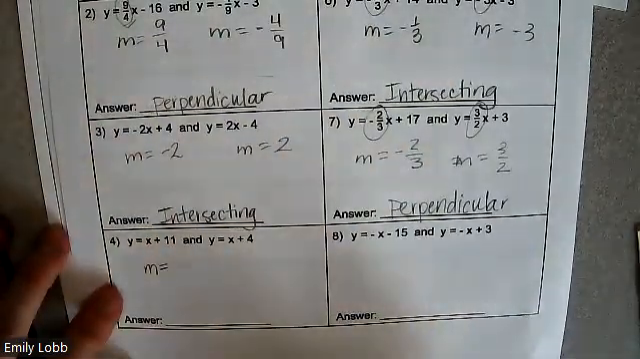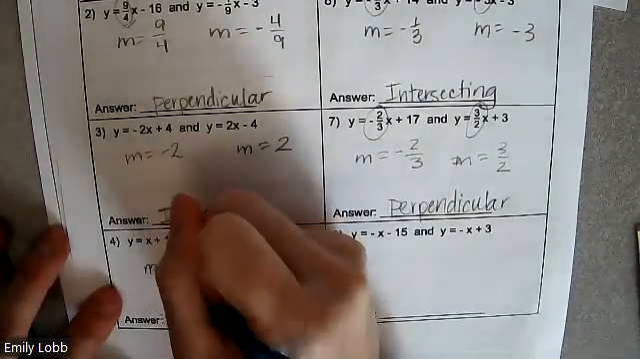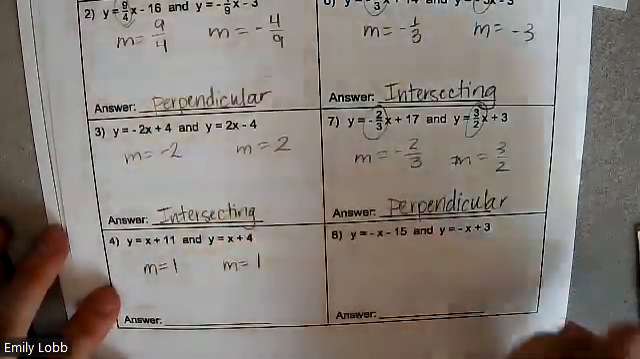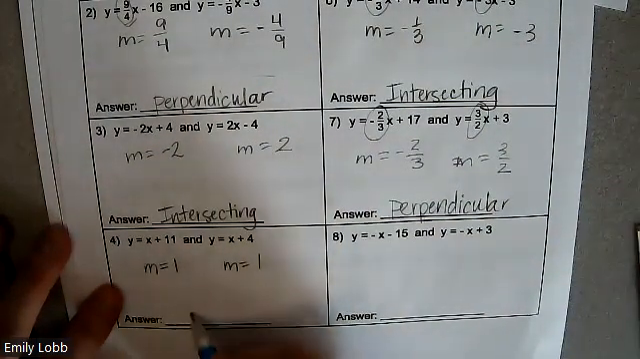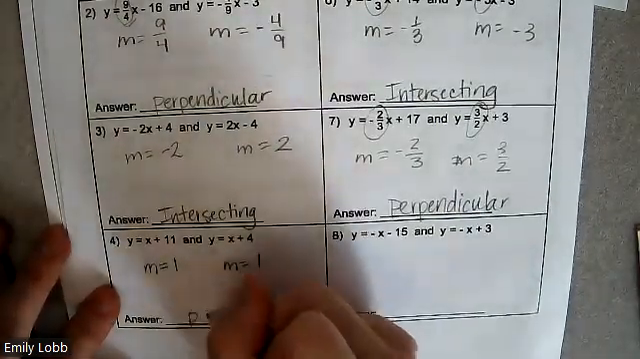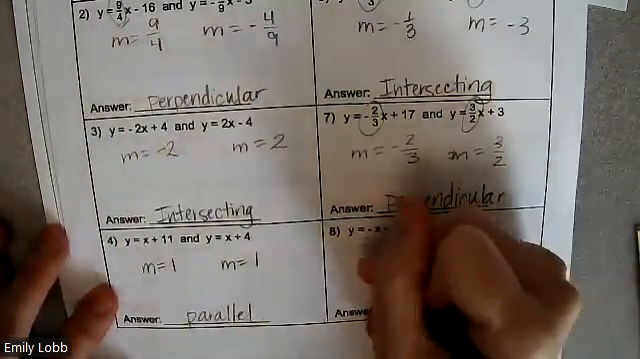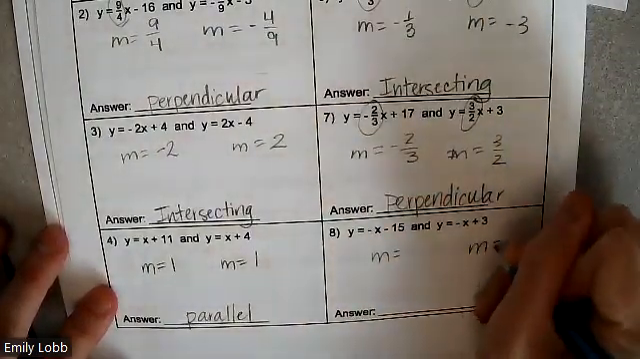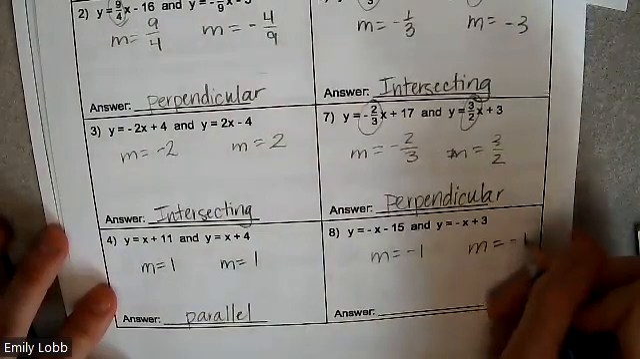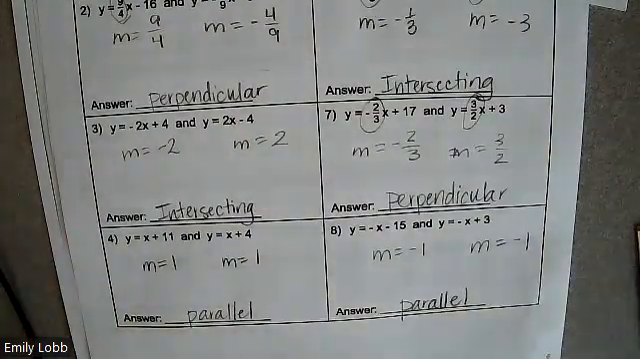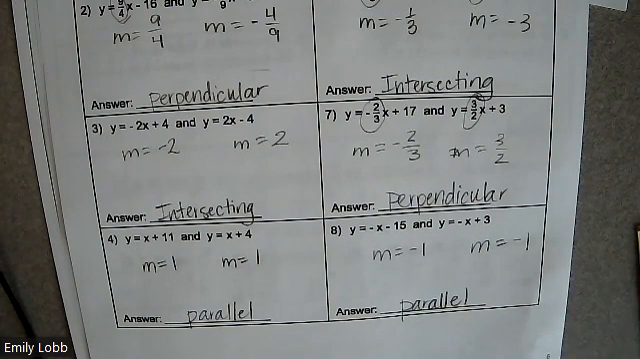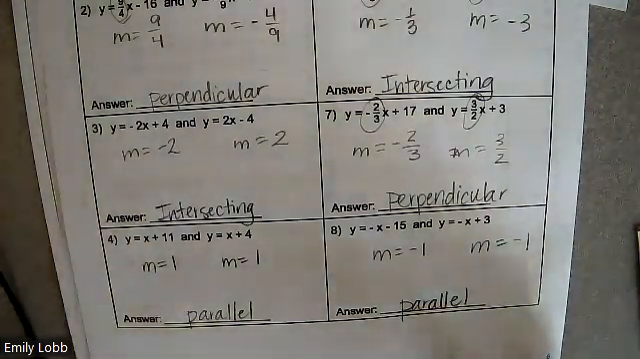What's the slope of this line? 1. Good. I thought that was going to catch up. Here our slope is also 1. Are these the same? Yes. So they are parallel. Same for here, right? Except instead of our slopes being 1, our slopes are negative 1. So these are also parallel. Now, if one was 1 and one was negative 1, they would be what? Perpendicular, right? That's the tricky one, flipping.